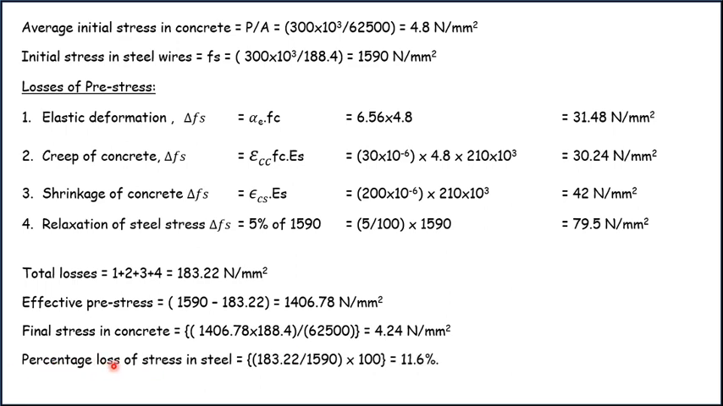Now the percentage loss of stress in steel. To calculate how much percentage of stress has been lost, we take 183.22 divided by 1590 and multiply by 100, which gives 11.6 percent. So this was related to the fifth problem.